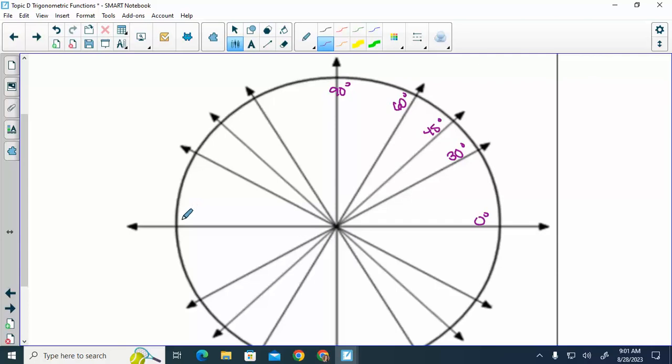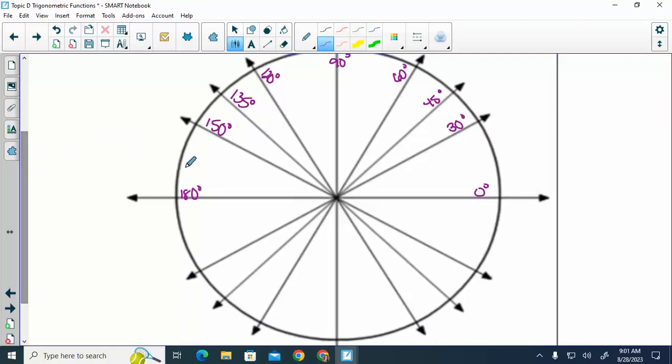Okay, if I jump down here, this is, and then we subtract our reference angle going up. So 180 minus 30, 180 minus 45, 180 minus 60. Okay, third quadrant, we add the reference angle. So 180 plus 30, 180 plus 45, 180 plus 60, 180 plus 90.